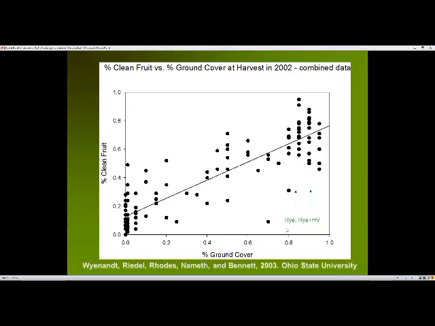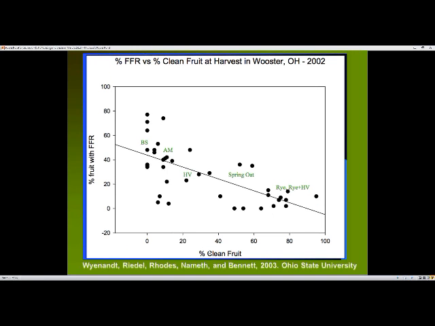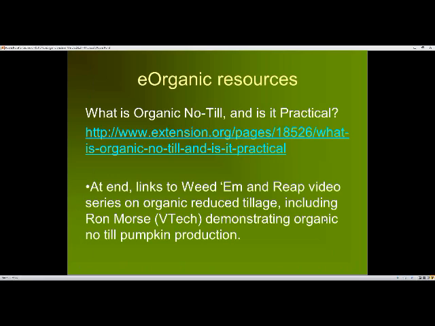So here you see some data from the Ohio State group, which is showing that as you increase the thoroughness of the ground cover with your cover crop, you increase the percent of clean fruit in your pumpkin crop. And here, this is very good ground cover generated by a rye or rye and hairy vetch cover crop mixture that was rolled. Here you see the relationship between the percent clean fruit and the percent fruit that have Fusarium fruit rot. So as the percent clean fruit goes up, the amount of disease that you see goes down. So this is a really predictable result.